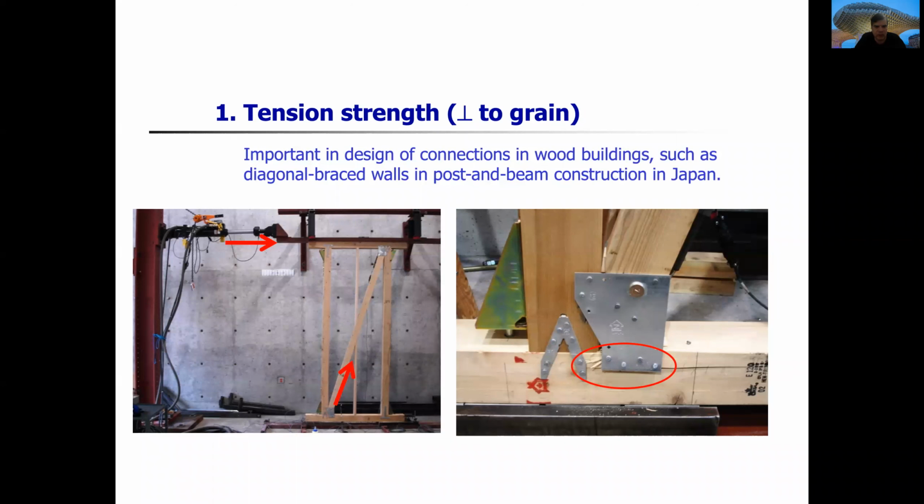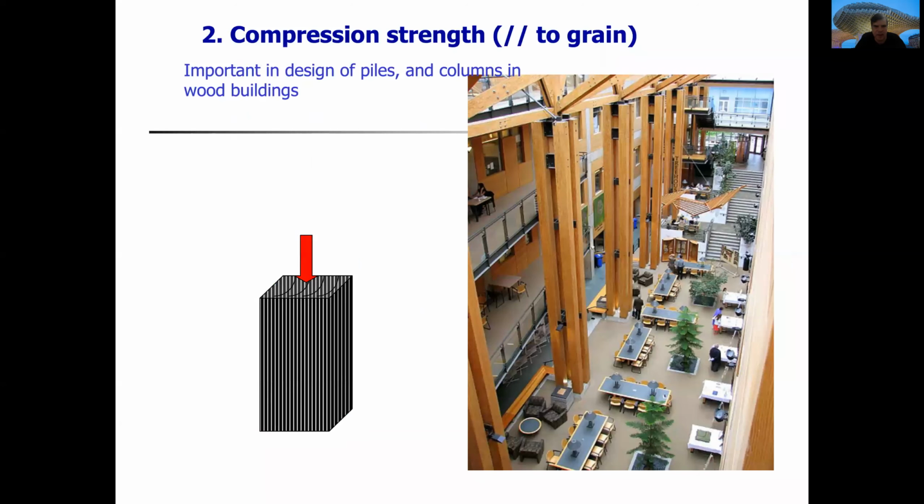Tension perpendicular to the grain is very important in the design of connections and of wood buildings, like diagonal brace elements and post-beam construction in countries like Japan. Compression parallel to the grain is important when we speak about columns in wood buildings that are supporting the weight on top of that column, where the grains will be parallel, as you can look in this picture.